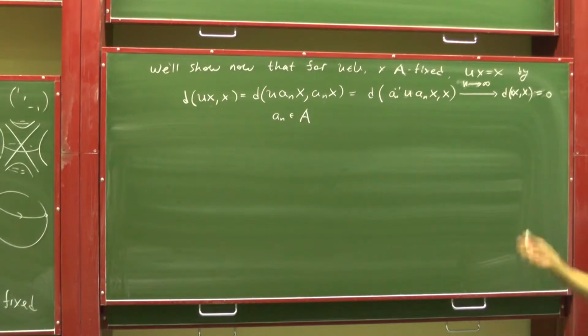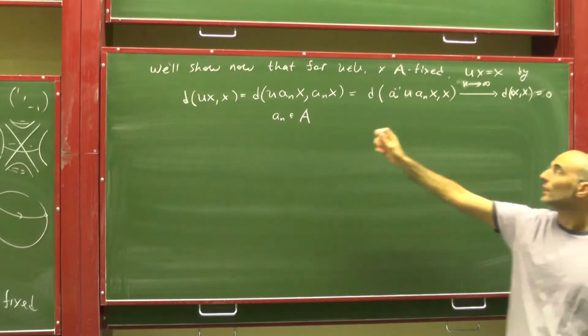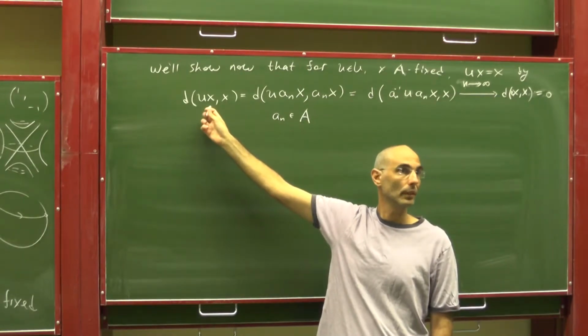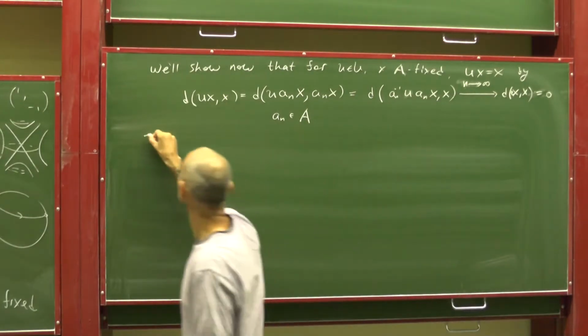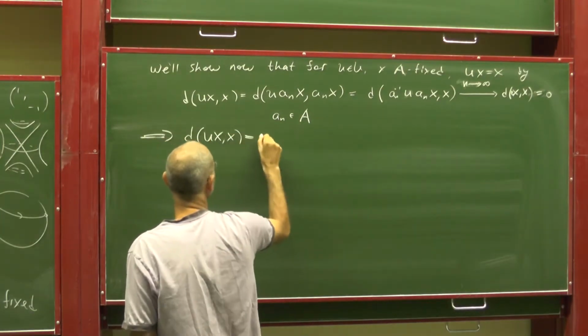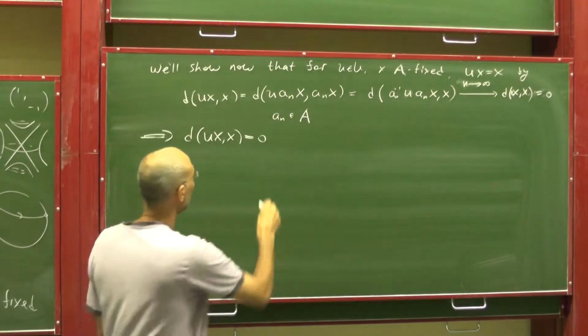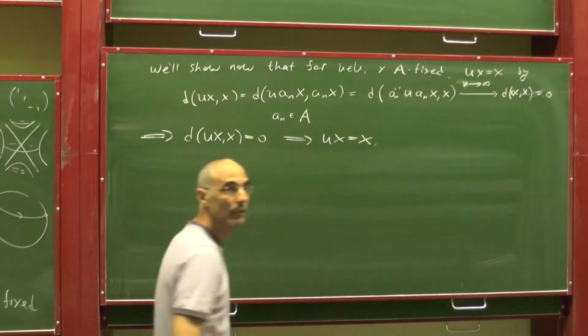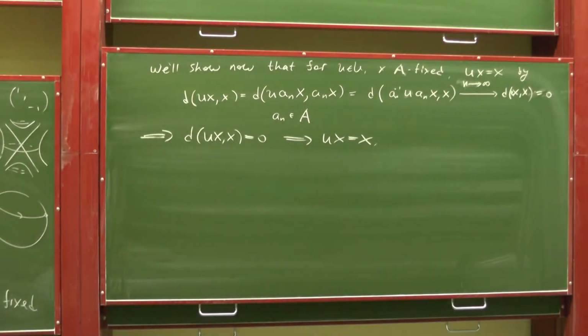Right. But the right-hand side is constant. It has nothing to do with this sequence I picked. So this is 0, it was 0 all the time. And ux is x.